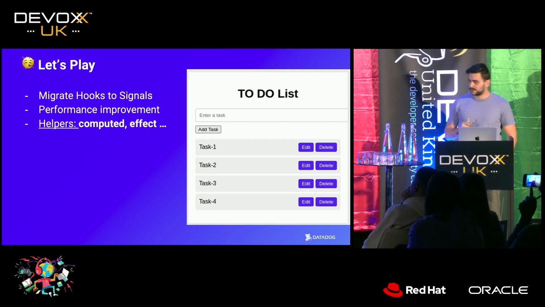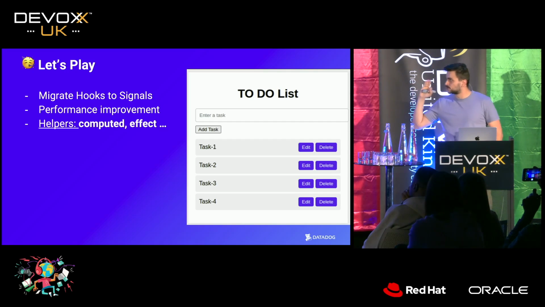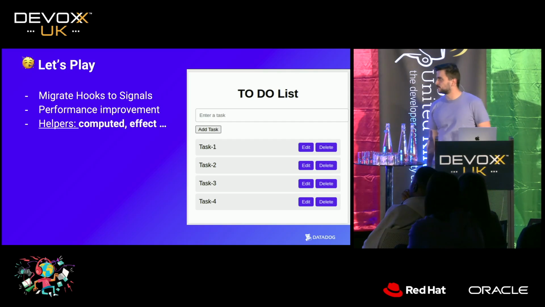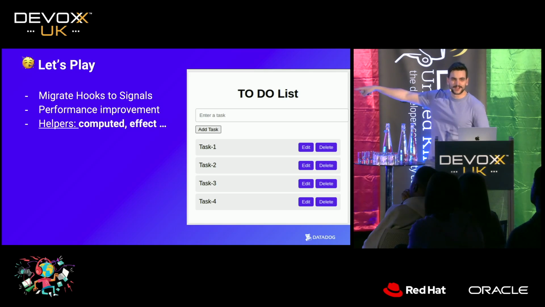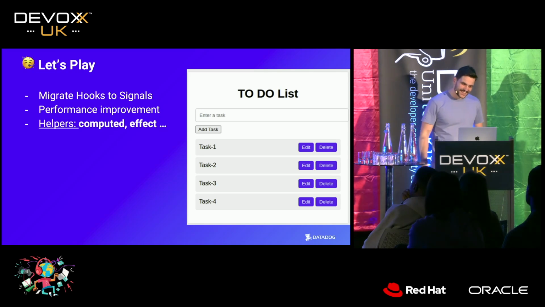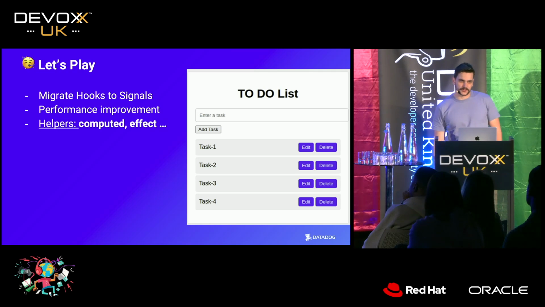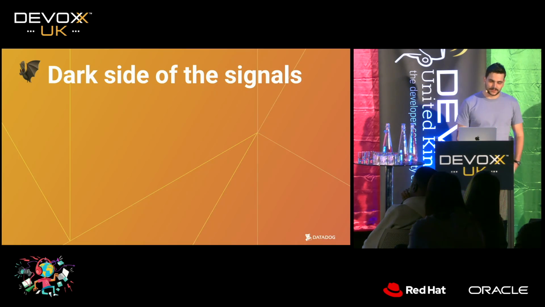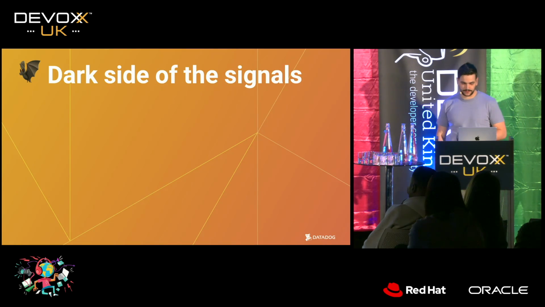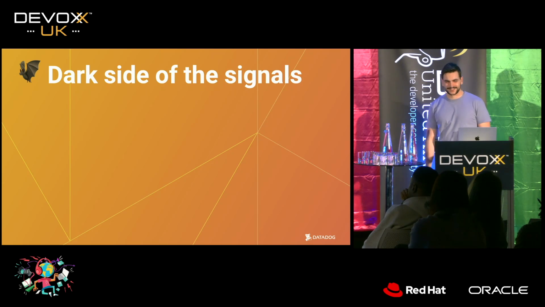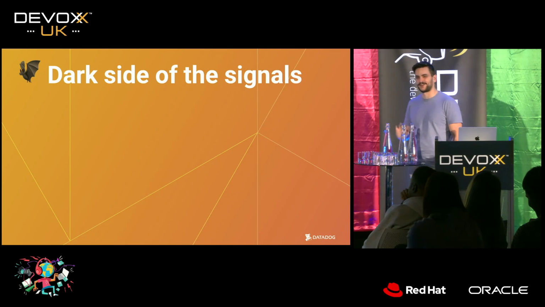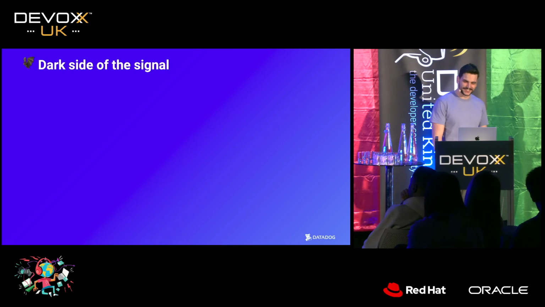So what have we done? We have seen how we can migrate hooks to signals. We have seen the different performance improvement. This is like not at all the UI. And we've seen a bit of helper function. But this seems a bit too perfect, in fact. So we'll see why you should be careful a bit with the signals.